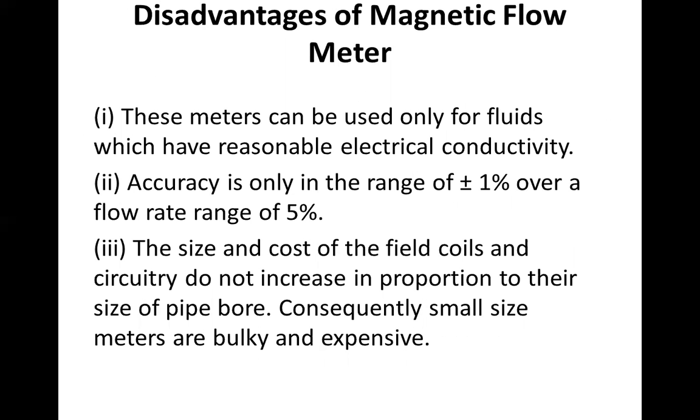Disadvantages of magnetic flow meter. These meters can be used only for fluids which have reasonable electrical conductivity. Accuracy is only in the range of plus minus 1% over a flow rate range of 5%. The size and cost of the field coils and circuitry do not decrease in proportion to the size of the pipe bore. Consequently, small size meters are bulky and expensive.